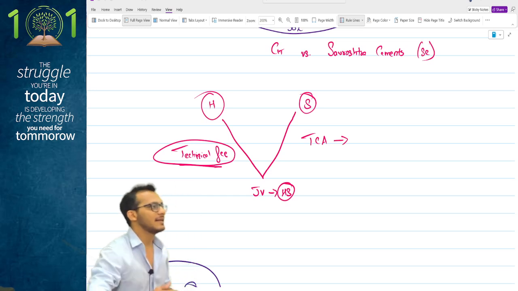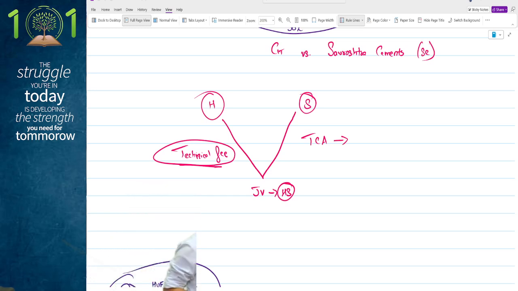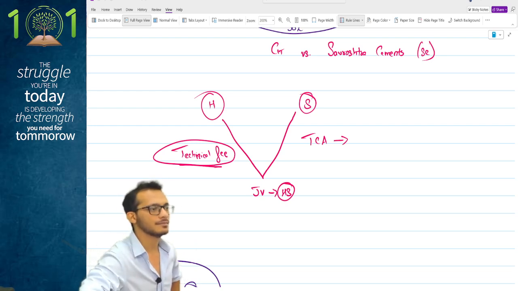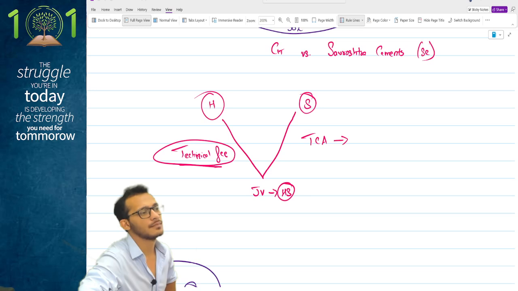No, understand this carefully. Payment is going to happen from this person to that person. It is not going to happen to this person. It is from H to S. It is not to S, JV. It's not a transfer. Technically not a transfer, because I am still going to hold my technical knowledge. The person is going to use my knowledge, so it's a right to use.